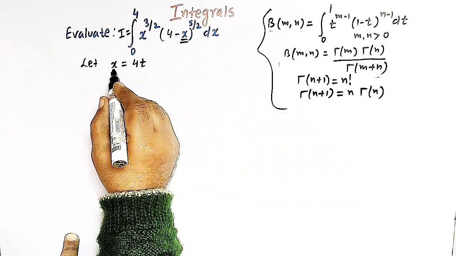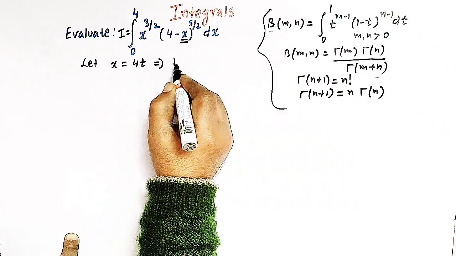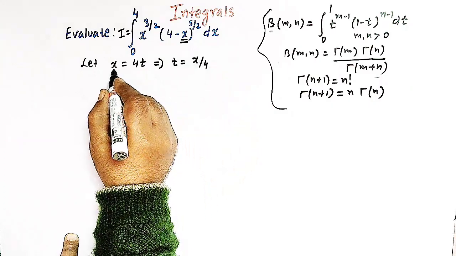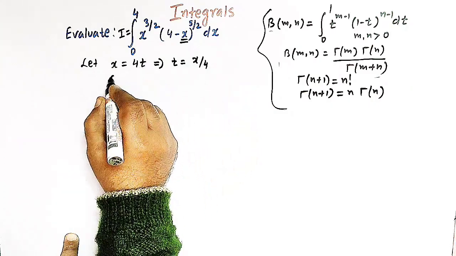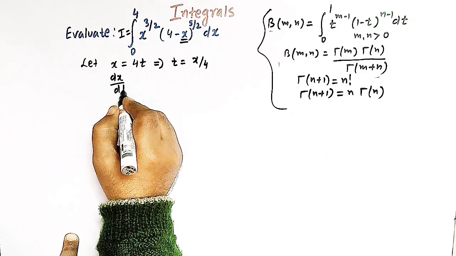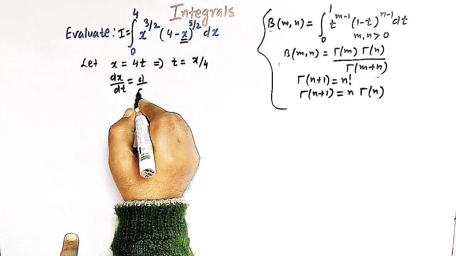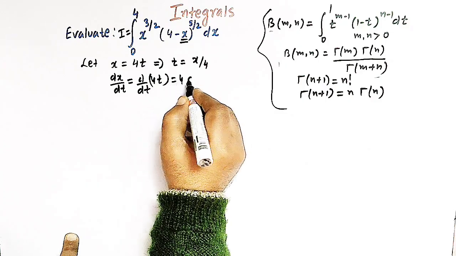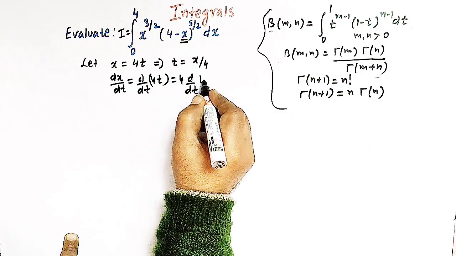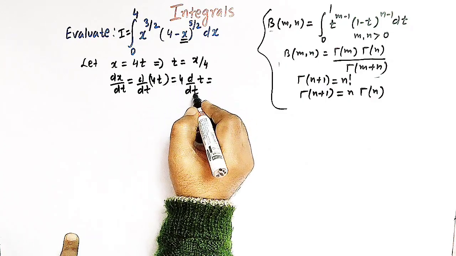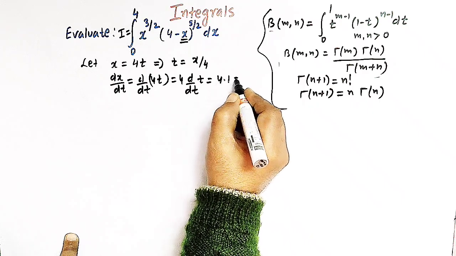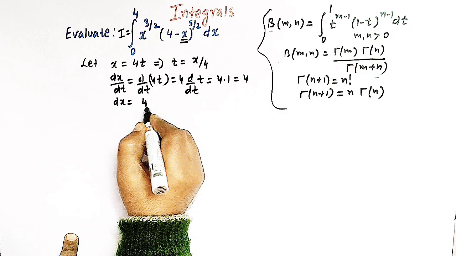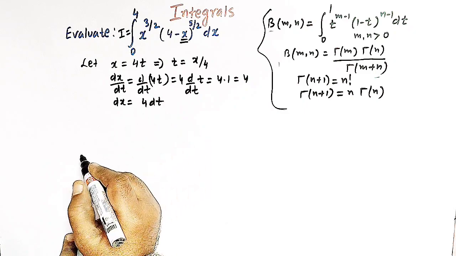So here x is equal to 4t, so t can be written as x over 4. Now let us differentiate x with respect to t. So we can now write dx over dt is d by dt of 4t, and we have 4 times the derivative of t, and the derivative of t with respect to t is 1, so we have 4. So now dx can be written as 4 times dt, right?